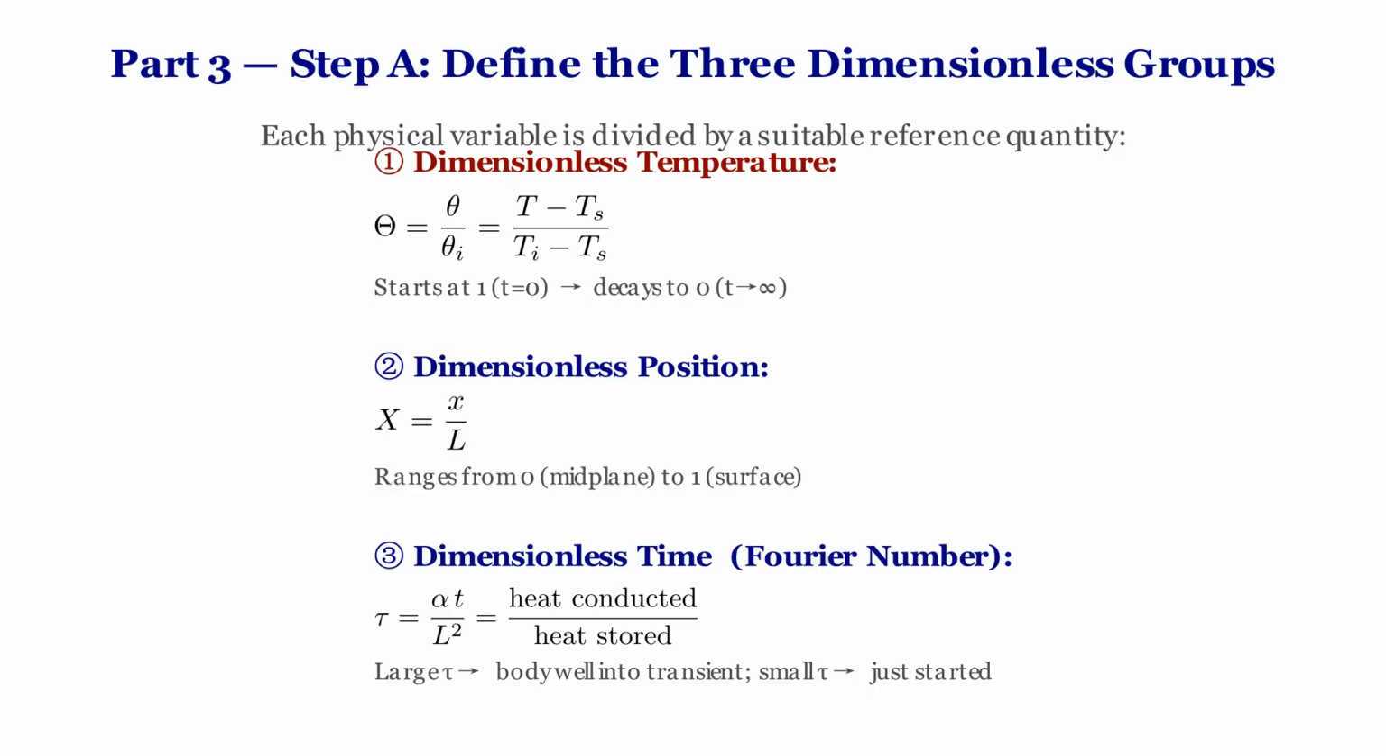Second, dimensionless position X equals x over L. This simply maps the physical distance x, which runs from 0 to L, into the dimensionless range 0 to 1. Third, dimensionless time, known as the Fourier number, tau equals alpha t over L squared. Physically, the Fourier number represents the ratio of the rate of heat conducted to the rate of heat stored in the material. A large Fourier number means a lot of conduction has occurred relative to storage. The body is well into the transient process.